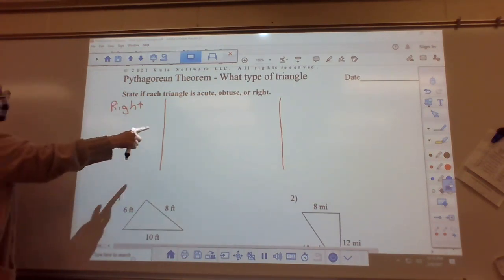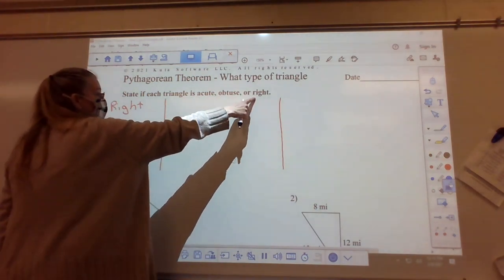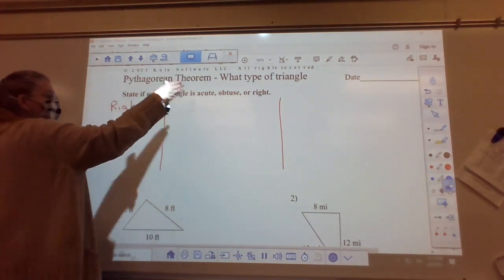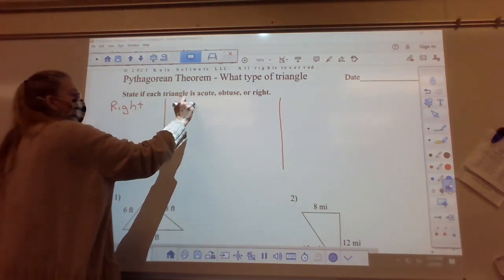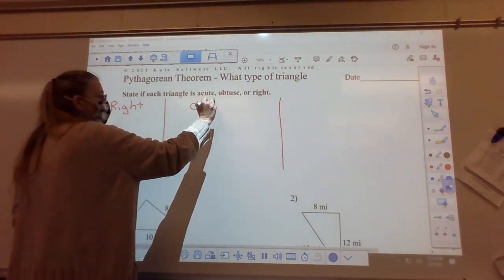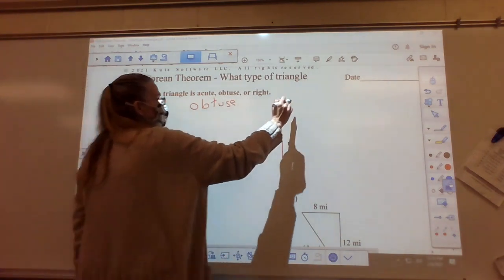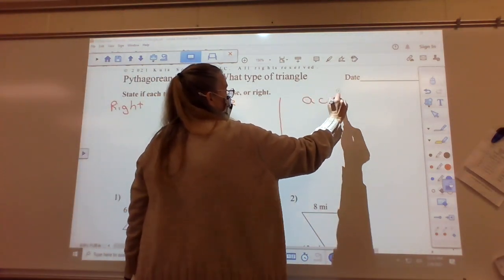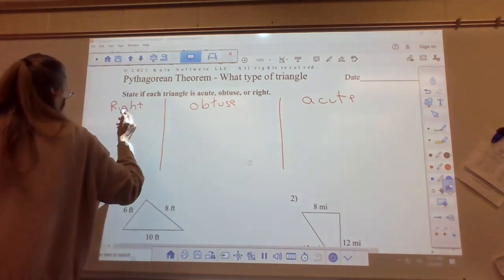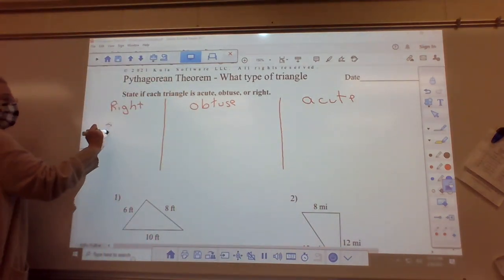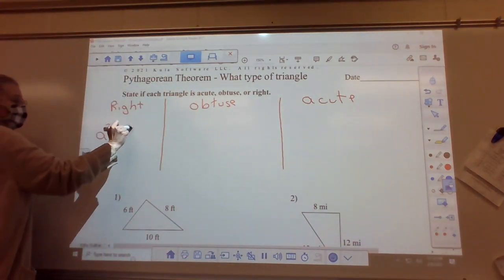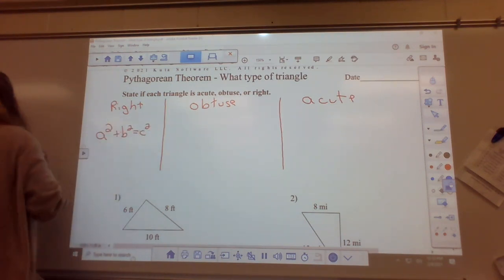So, what type of triangle? Acute, obtuse, or right? So, break it kind of up into 3 sections. This one I'm going to say obtuse. This one I'm going to say acute. Well, the right we already know, because that one comes out equal. A squared plus B squared equals C squared. So that one comes out equal.